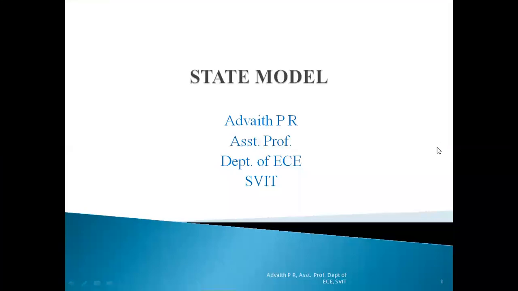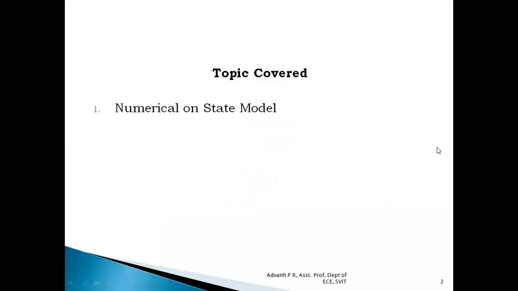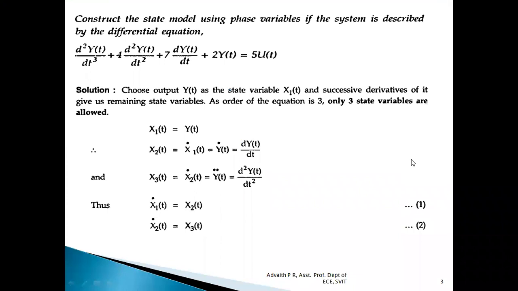In this lecture video, we'll be solving a numerical based on a state model. The question is as follows. Construct the state model using phase variables if the system is described by the differential equation d cube y by dt cube plus 4 d square y by dt square plus 7 dy by dt plus 2 y of t equals 5 u of t. So this is the differential equation which is given in the problem.